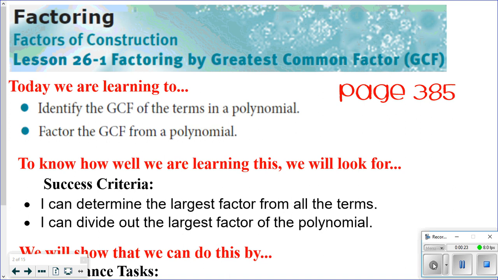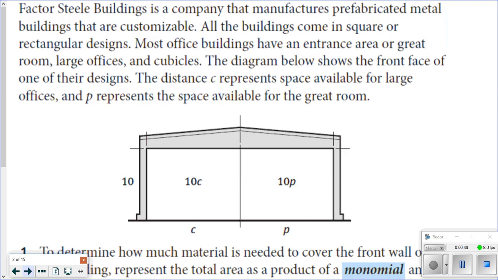So what we need to do today is we're learning about the greatest common factor, which is GCF. So we need to identify the GCF of the terms in a polynomial, and then we need to factor out that GCF from the polynomial. So we're going to have bookwork and a note sheet today.